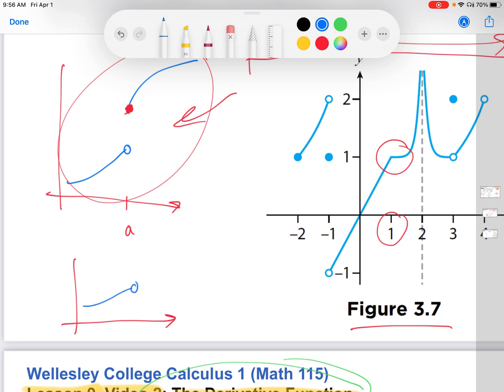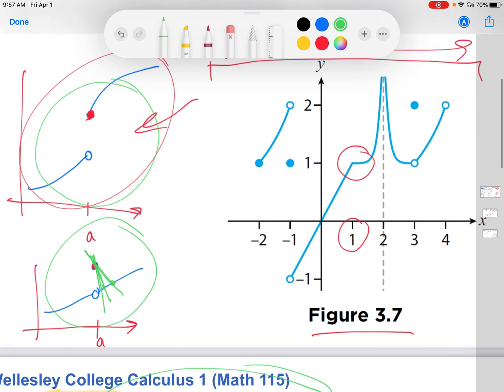So what if the graph looks like this? Okay, and this is your a. Same thing, right? Because if this is the point, and I pick a point over here, make it closer, you can see I'm approaching an infinite slope. So same problem. So any sort of jump or gap discontinuity, the function is not differentiable there.